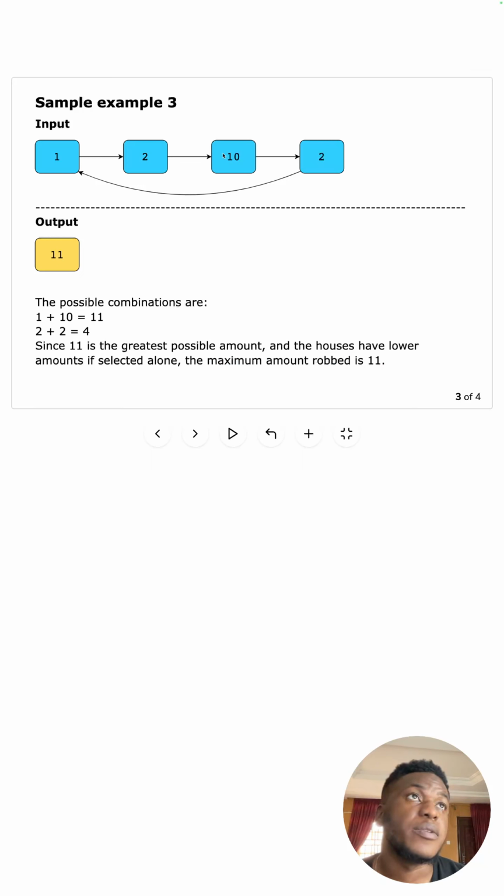Now in this case, the best amount is this, 10 and 1, because it's better than 2 and 2. Okay. Now here we have 2 and 2, because it's better than 3 and 0.